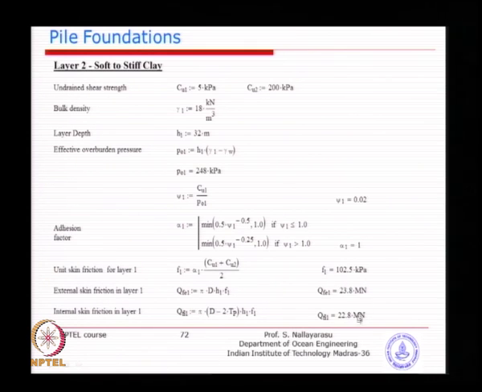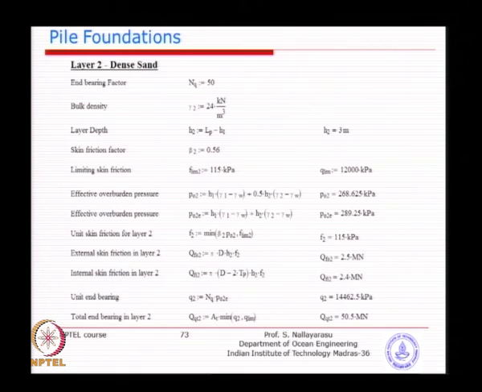So, layer 2, you can see here the capacity arising from external skin friction and internal skin friction is around 23 to 24 meganewton. What we require is 30 meganewton. So, you are very clear that layer 2 itself is not giving you the required capacity.